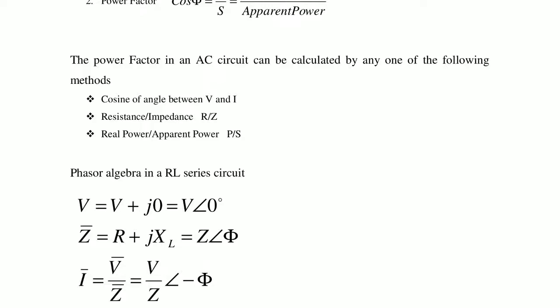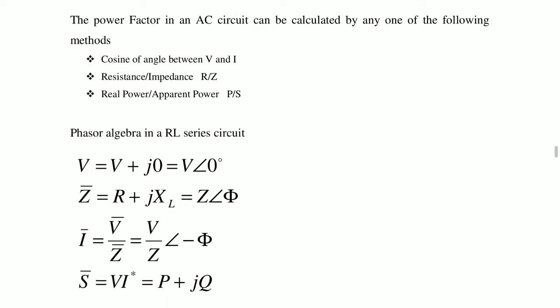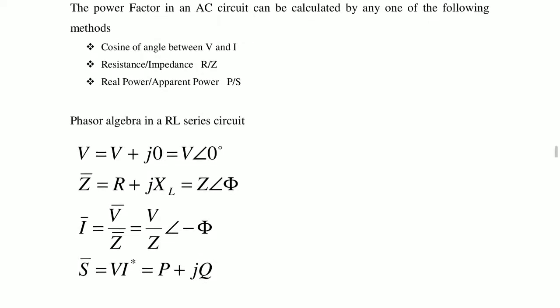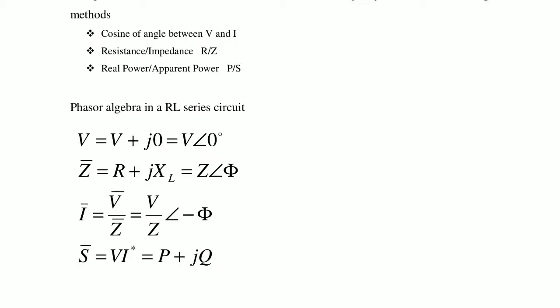Now the current is I equal to V by Z, where Z is the phasor Z bar, which can be written as Z at an angle of phi. With the angle phi in the denominator, when it goes to the numerator it becomes minus phi. Now S bar is equal to V I star, the star notation, and that is P plus jQ. S bar is nothing but P plus jQ.